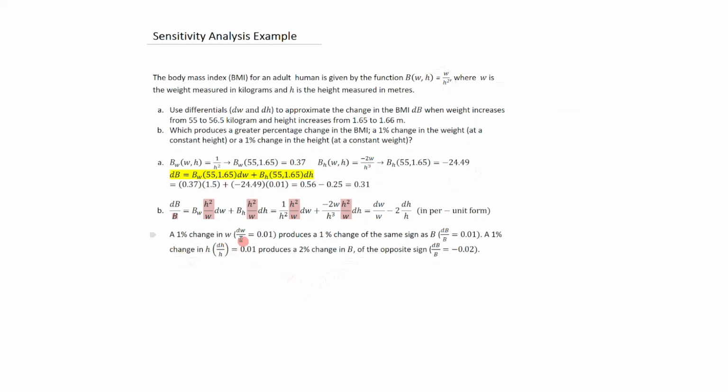A 1% change in w, which means dw over w is 0.01, produces a 1% change of the same sign in B. So dB over B is 0.01, okay? A 1% change in h, which is 0.01, which would be here, produces a 2% change in B of the opposite sign, minus 0.02. There's a 2 there, and there's a minus. So this goes from 0.01 to minus 0.02.